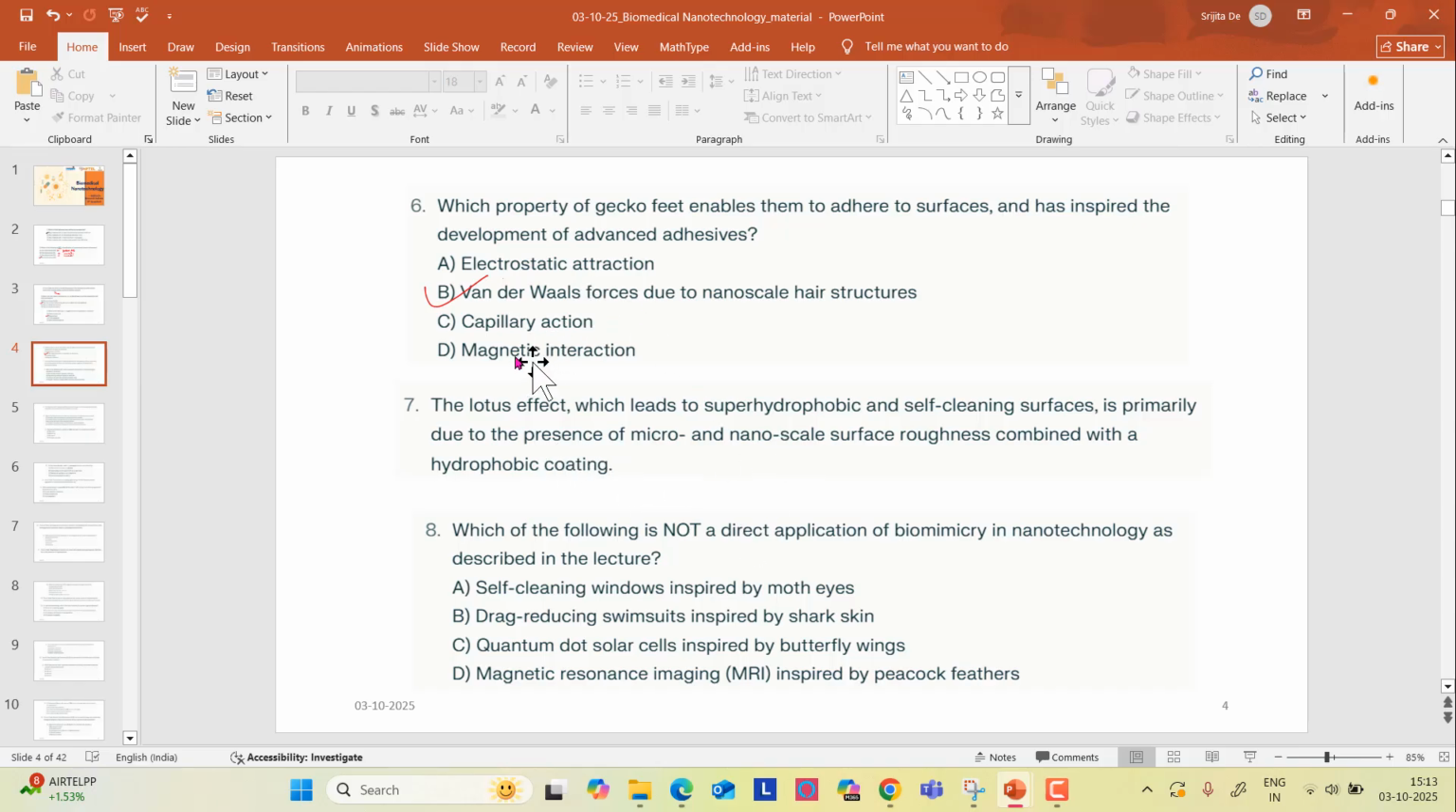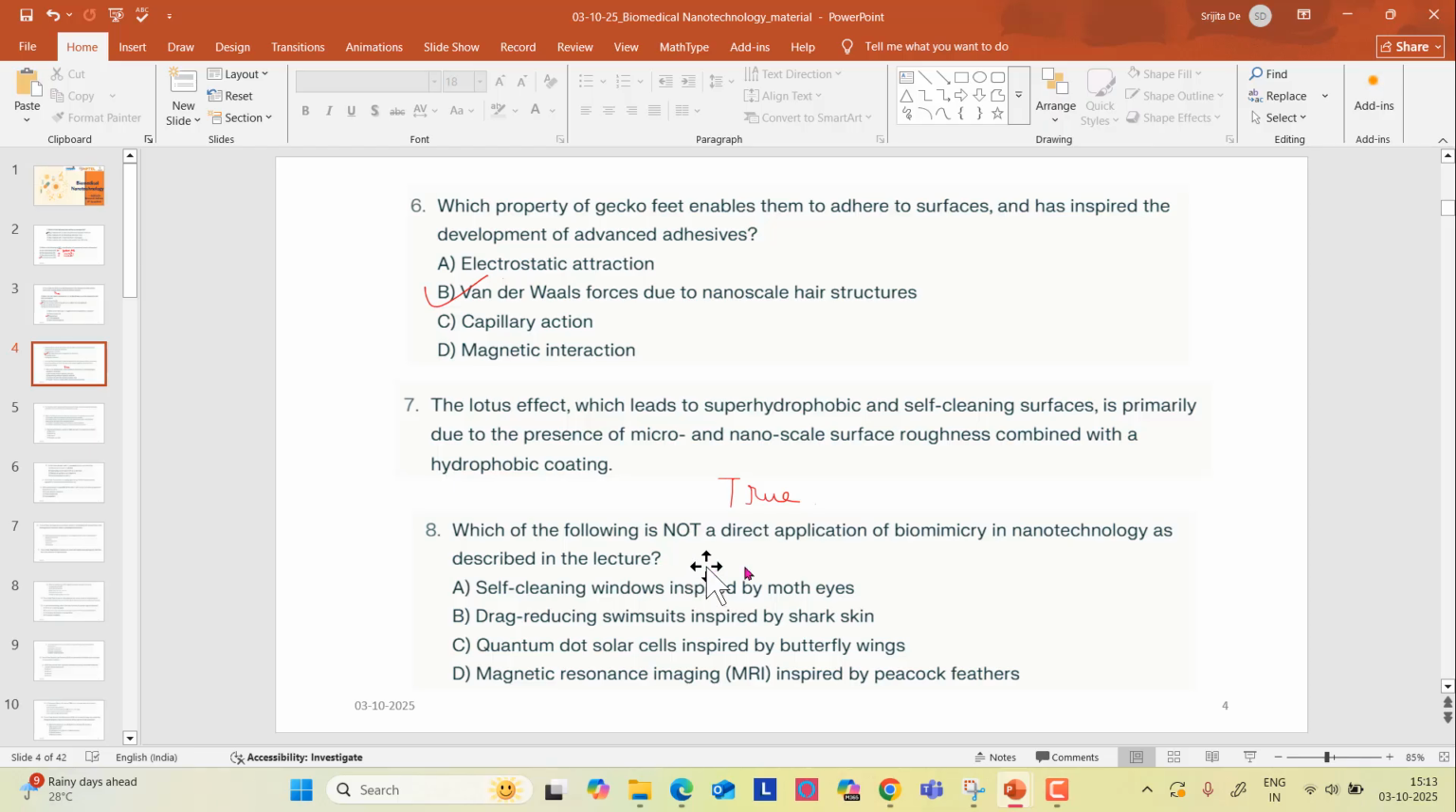Next is the lotus effect, which leads to superhydrophobic and self-cleaning surfaces, is primarily due to the presence of micro and nanoscale surface roughness combined with a hydrophobic coating. So it is also true, because you have seen yourself that raindrops cannot wet a lotus leaf because of the nanostructures on the leaf, and it also has a hydrophobic coating. That makes the lotus leaf super hydrophobic.